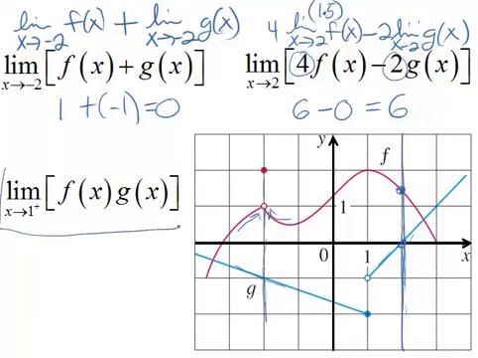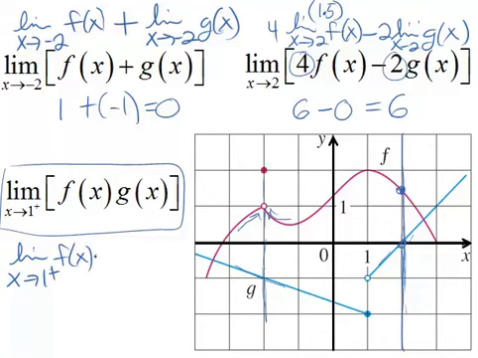Now looking at this last one, we have the limit as x approaches 1 from the positive side of f of x times g of x. So we have the limit of a product, so that is the product of the limits. So that means we can take the limit as x approaches 1 from the positive of f of x, and then we can multiply that by the limit as x approaches 1 from the positive side of g of x.